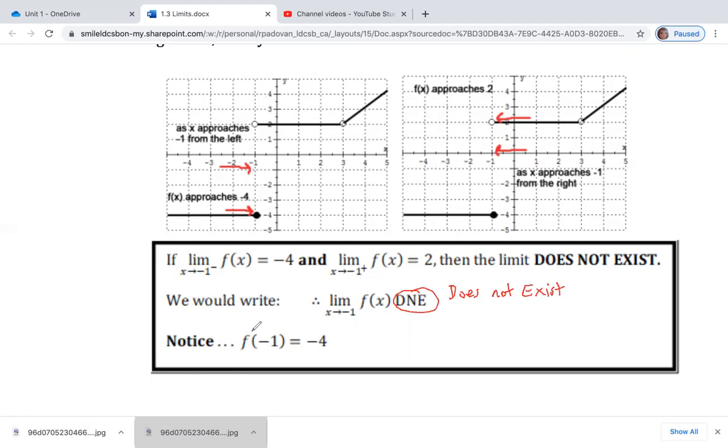What about f at -1? If I go exactly, either graph is the same, right? F at -1, what is my y value? I have to go to where the solid dot is. So that would be equal to -4, where the solid dot is. And if they both happen to be open holes, then f at exactly -1, I wouldn't have a value. It would not exist.